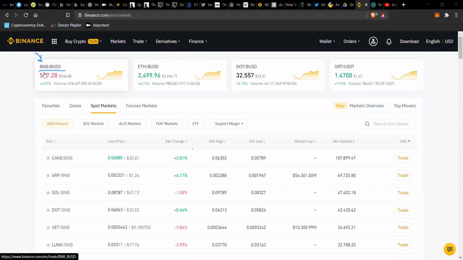So BNB is Binance Coin. Now BUSD is Binance US Dollar. It is a stable coin. Now what is a stable coin? A stable coin is a coin whose price or value does not increase or decrease over time. It is fixed to a certain asset, it is pegged to a certain asset. So BUSD is pegged to the US dollar. As long as the dollar remains $1, BUSD would also remain $1.